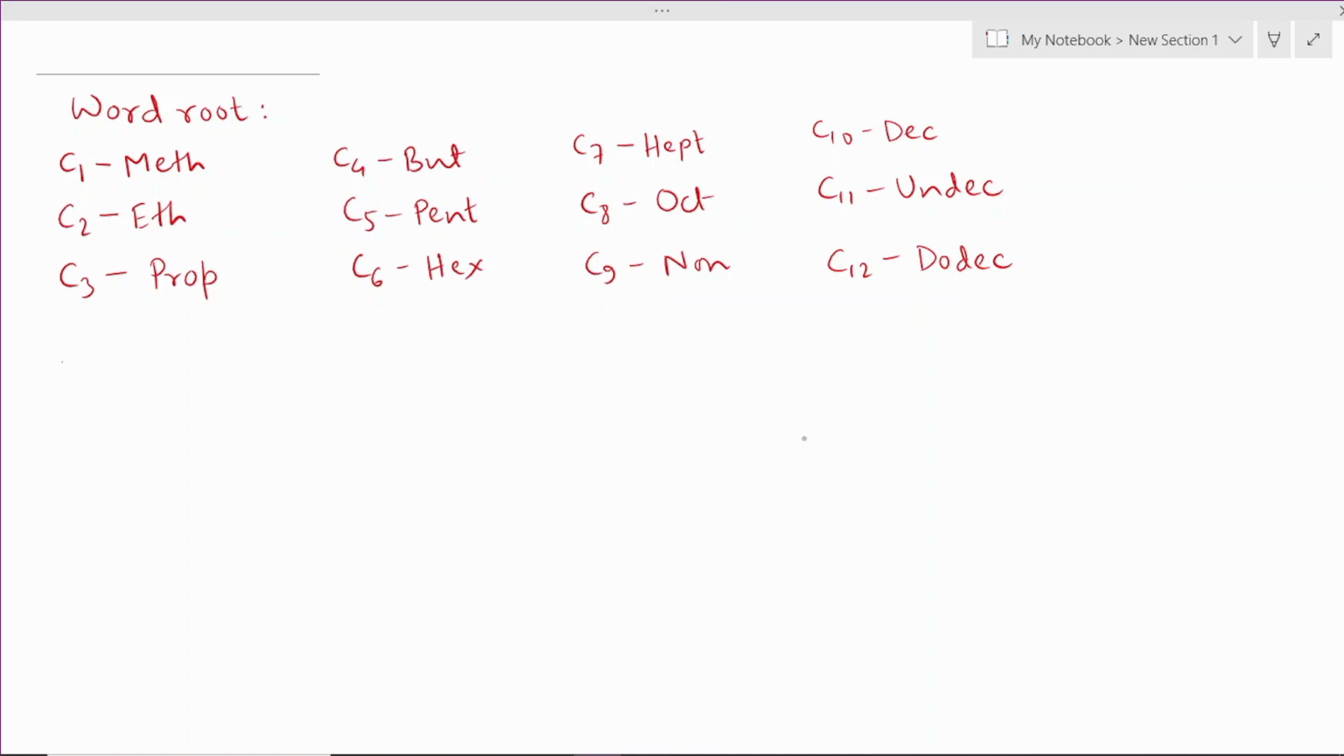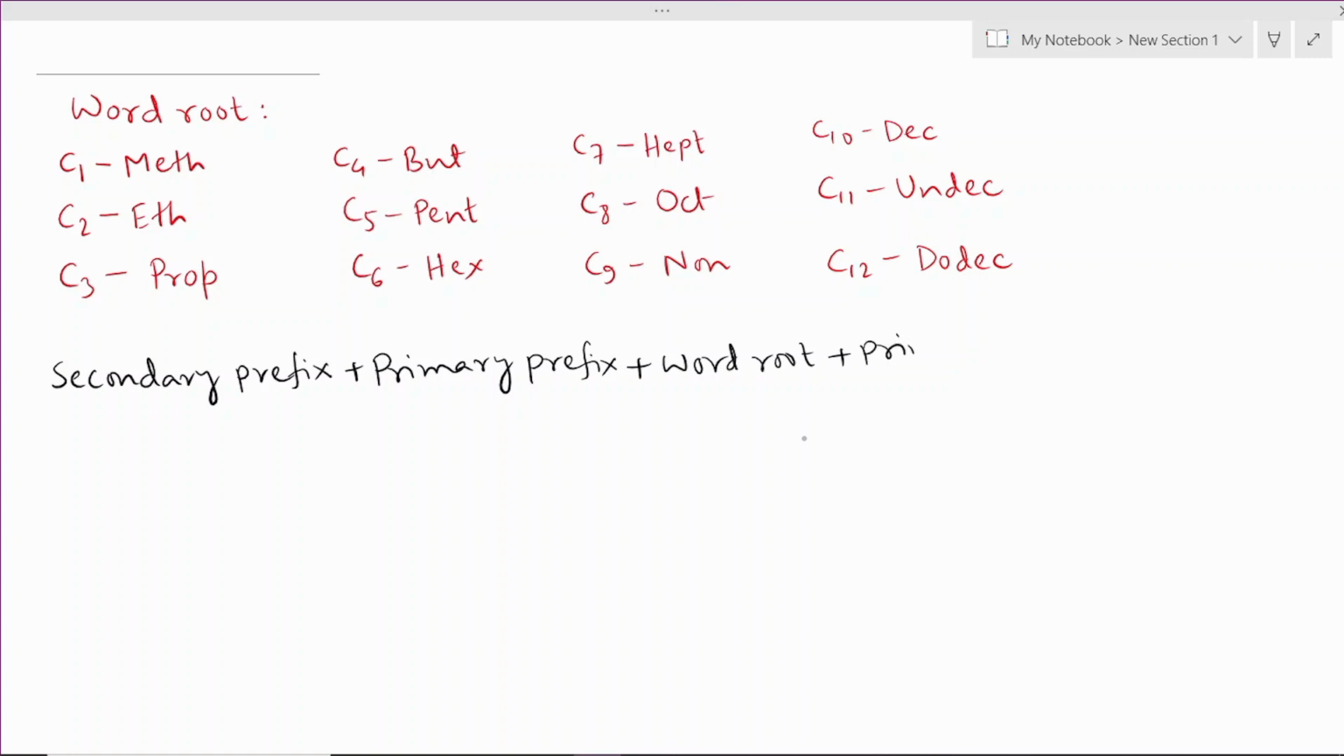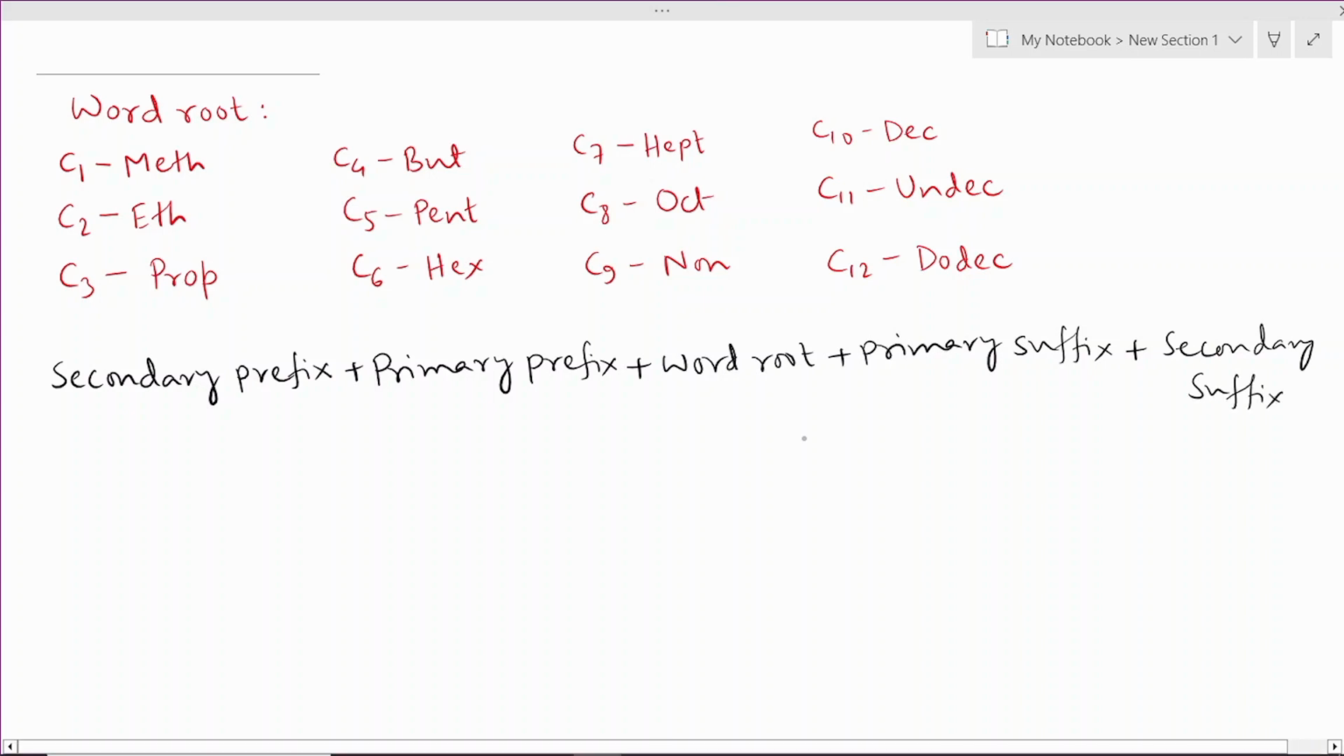The order is secondary prefix, then primary prefix, then word root, then primary suffix, and finally secondary suffix. Now what does secondary prefix indicate?